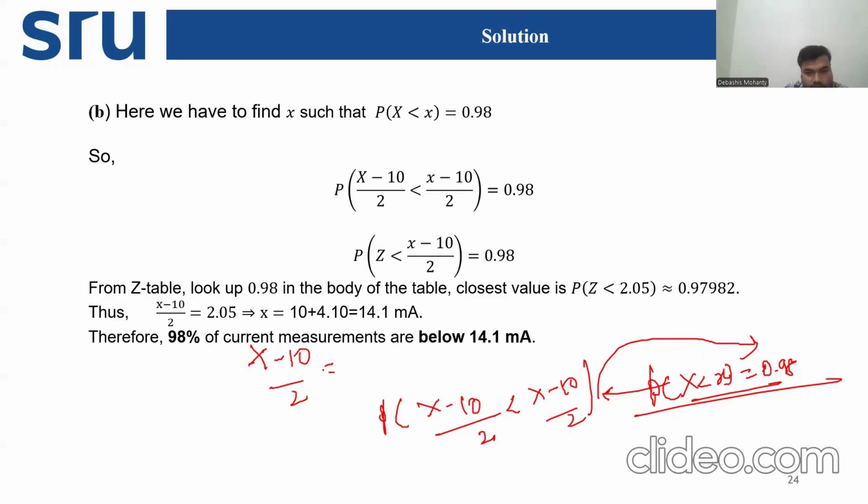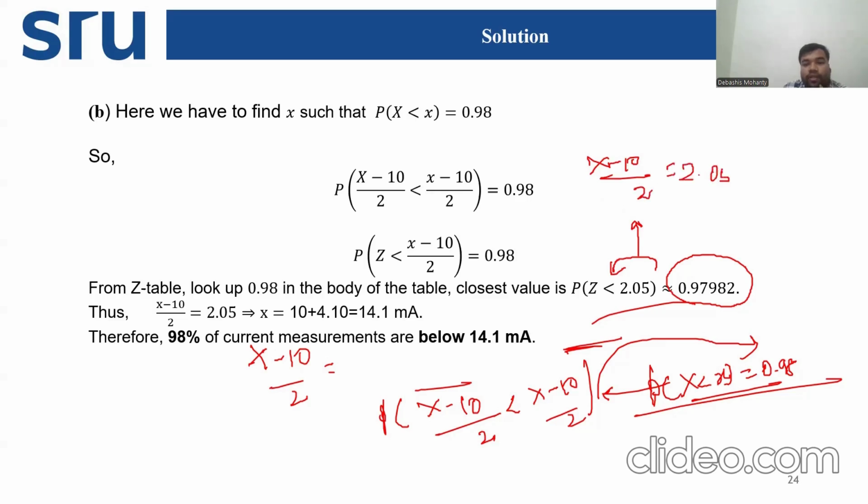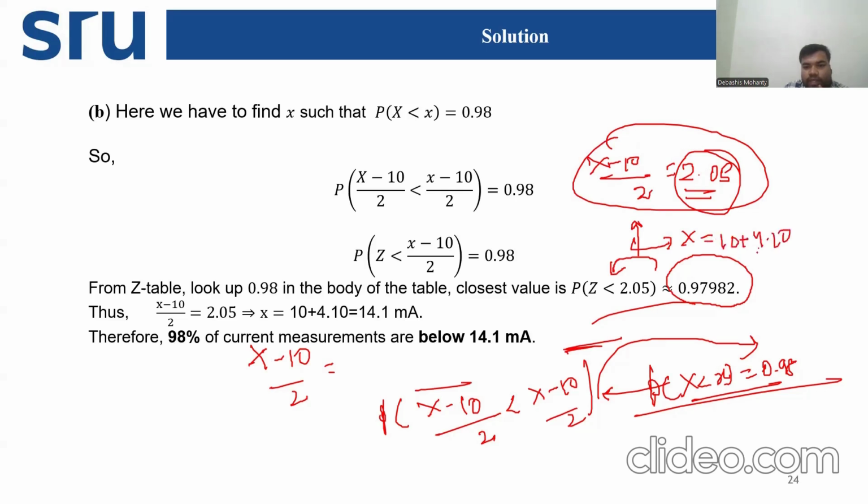In the normal distribution table, we need to see where the value is nearly equal to 0.98. Here it is 0.97982, and that z value is 2.05. So (x minus 10) divided by 2 is equal to 2.05. So we calculate the x value as 10 plus 4.1. From this, we get 14.1 milliampere.